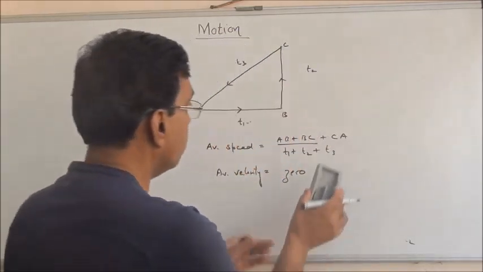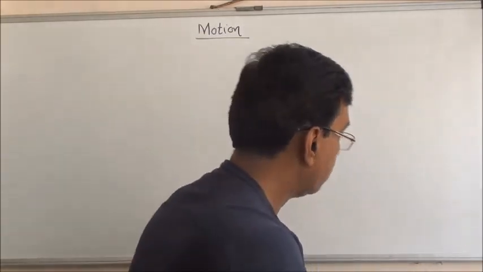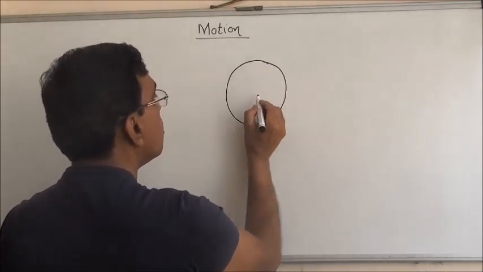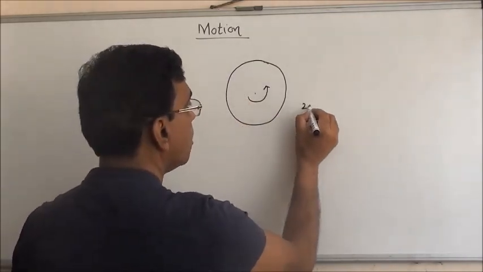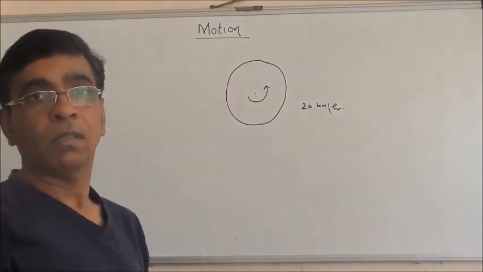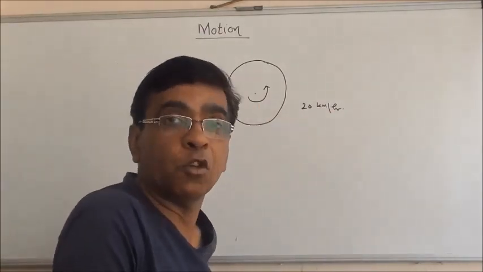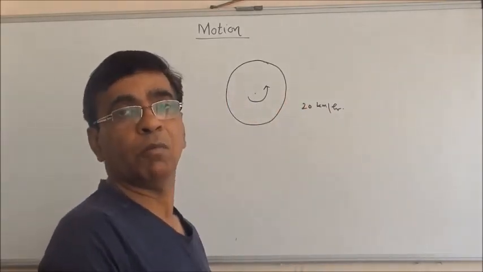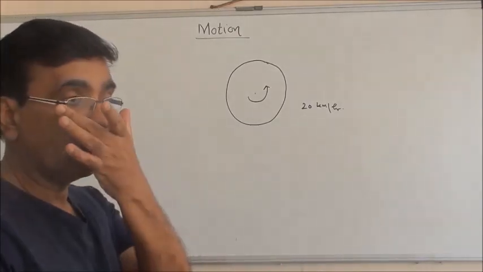Take one more example. Suppose a body is moving on a circular path with a constant speed of 20 km per hour. It is not changing. So we say that the speed is constant. What about the velocity? Is velocity also constant? The answer will be no.